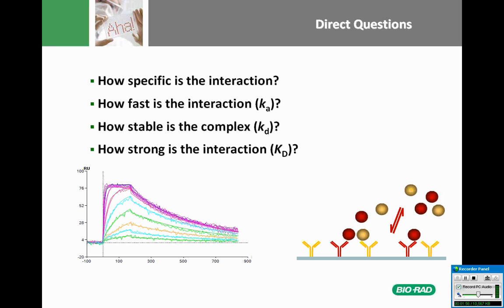So what are the questions that you can answer using SPR? First is, how specific is the interaction? In other words, you have two binding molecules and you want to know if they bind, yes or no. If they bind to each other, you can determine the association rate constant, or in other words, how fast is the interaction. Once the complex is formed, you can determine the dissociation rate constant, and therefore know how stable is the complex. From these two parameters, or by making a direct measurement, you can determine the affinity constant, the big KD, of the interaction.